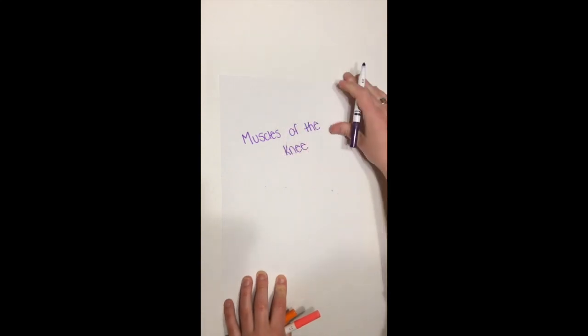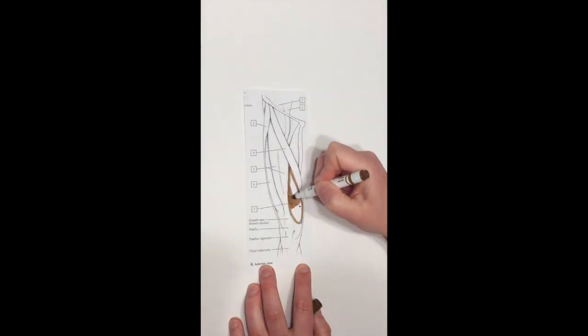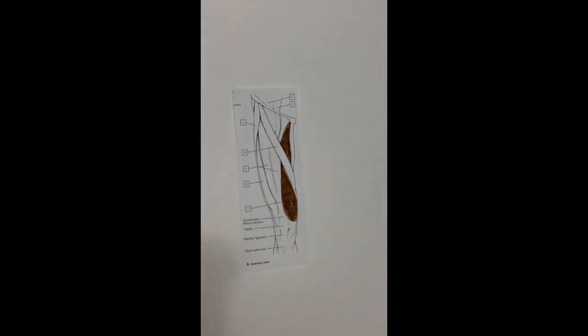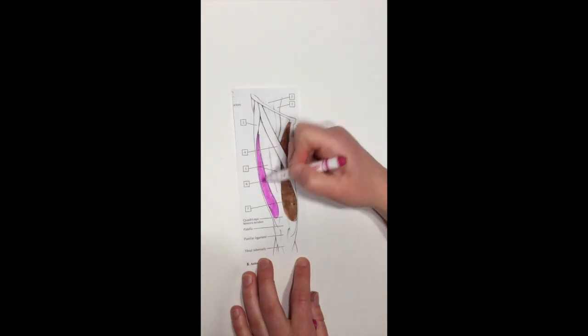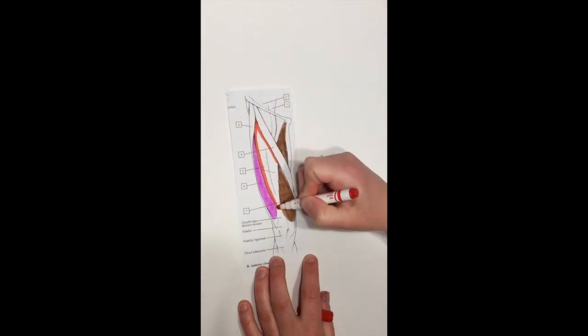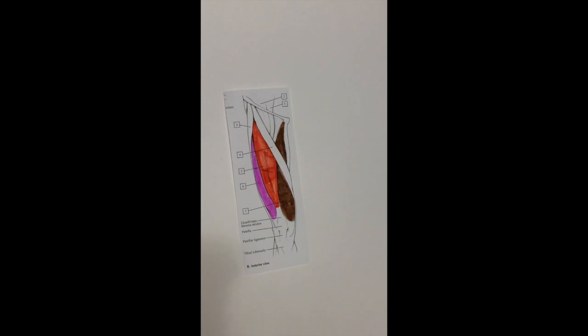The muscles that surround the knee joint act to promote movement of the lower limb and provide stability. There are three main muscle groups that act on the knee. The first group is the quadriceps femoris, which includes the vastus medialis, vastus intermedius, vastus lateralis, and rectus femoris. The second group is the hamstrings, which includes biceps femoris, semimembranosus, and semitendinosus. And the third group is the gastrocnemii, which includes the medial and lateral heads.